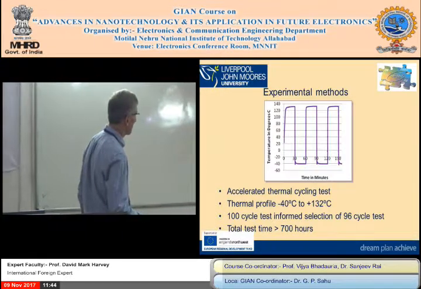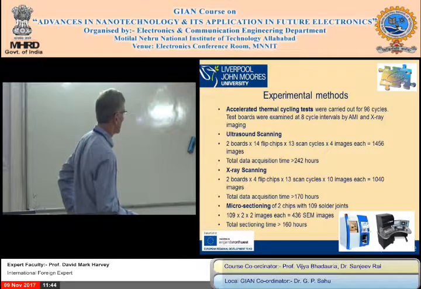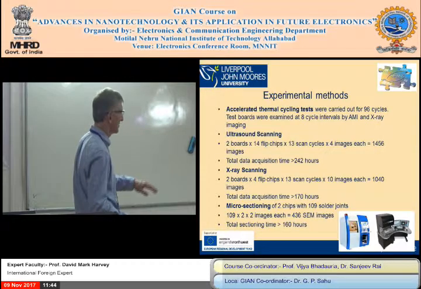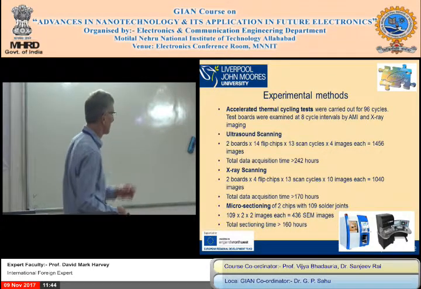So here's some equipment I'll talk about tomorrow. That's an X-ray machine, that's the ultrasound machine. We've got this in my laboratory. And to do the scanning, total scan time in ultrasound about 242 hours. X-ray we didn't go into so much detail, 170 hours. Microsectioning to prove that we had the right images, another 160 hours. So it's hard work.